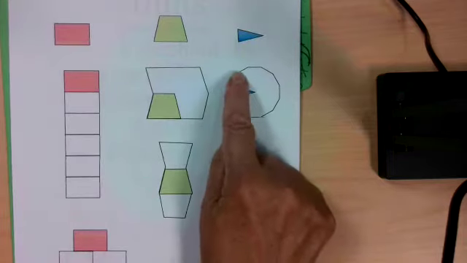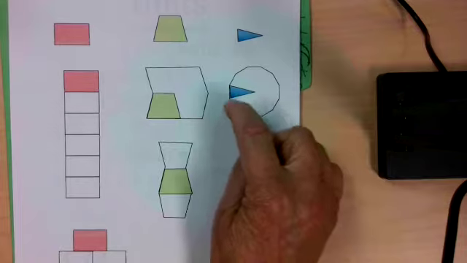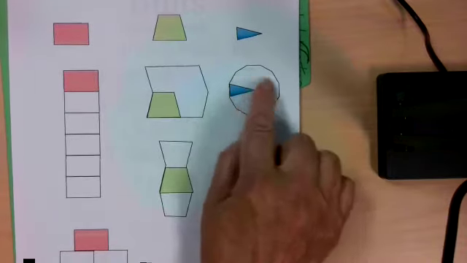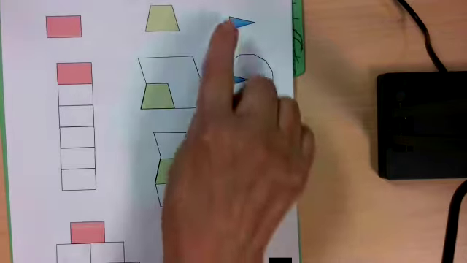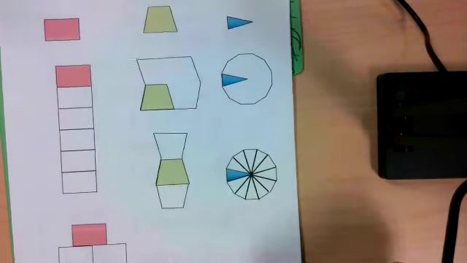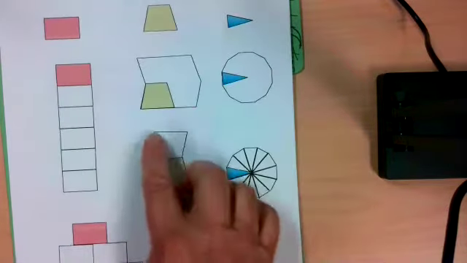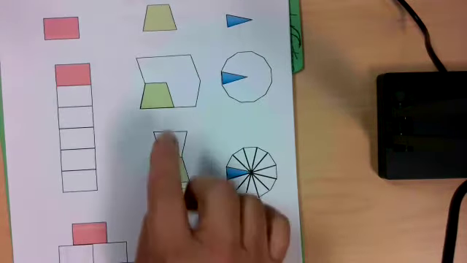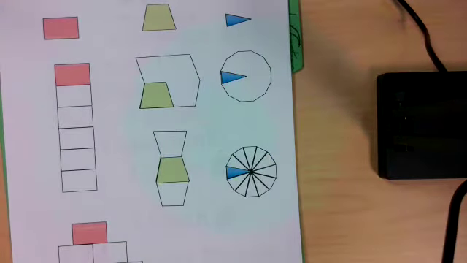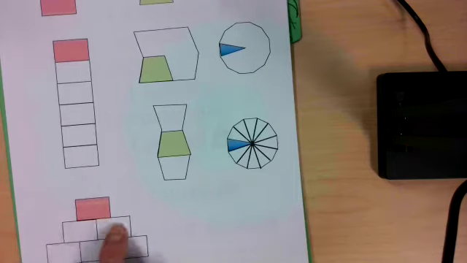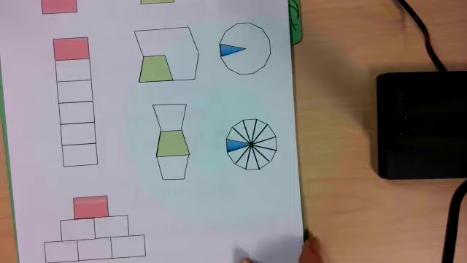And here, 5, 6, 7, 8, 9, 10, 11, 12. 12 of those would fit in here. So the value of that is 1/12. Here, the value of this is 1/3 because it takes 3 of those to make that. Down here, it takes 1, 2, 3, 4, 5, 6 to make the whole. So the value of that is 1/6.